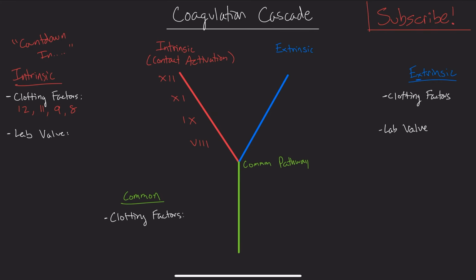And then if we move over here to the extrinsic pathway, this one could be initiated by things like trauma and inflammation. And as far as the clotting factors on the extrinsic pathway, this one's a little bit more simple. Really only 2 you need to know: factor 3 and factor 7. So I'll write those here. Factor 3 and factor 7.